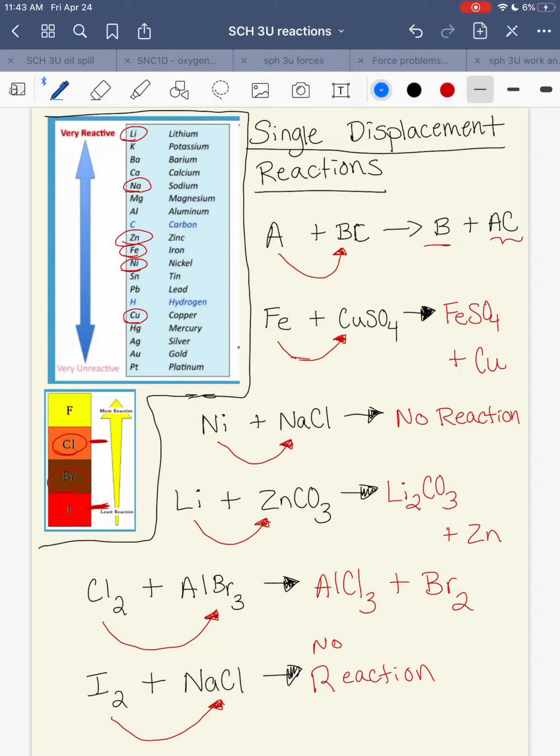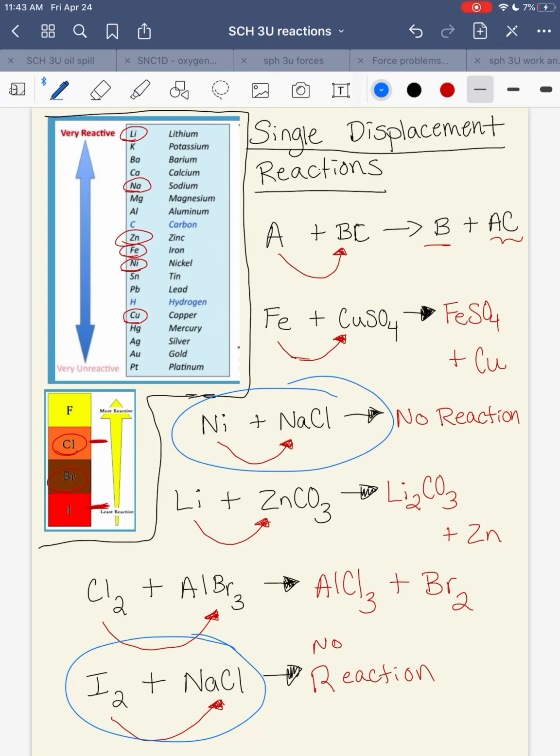So our examples like this nickel and sodium chloride, or the example down at the bottom here of iodine trying to replace that chloride. The iodine is less reactive than chlorine, so it's not able to replace it. So no reaction. Our nickel is less reactive than our sodium, so it's not able to replace it, so we get no reaction. Okay, that's it for predicting single displacement reactions.